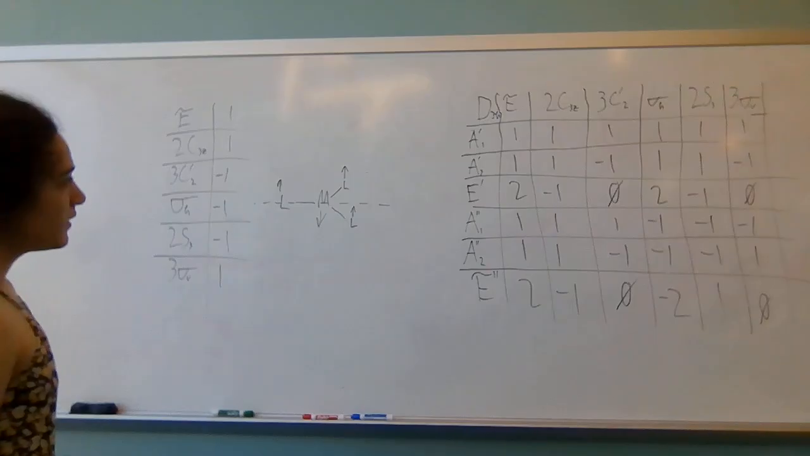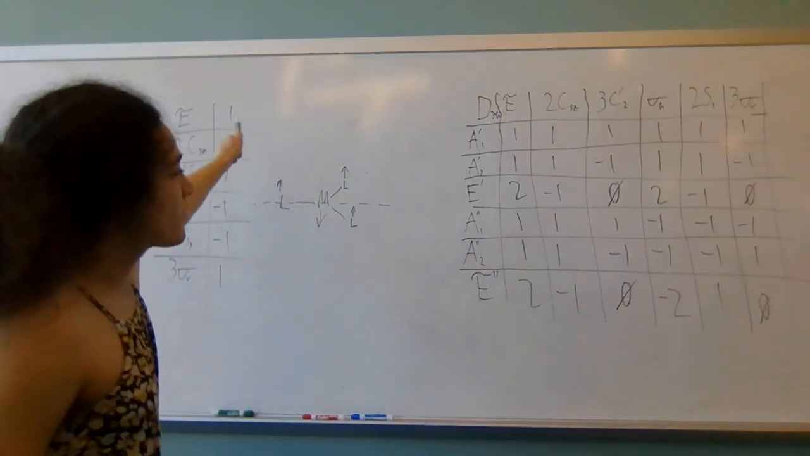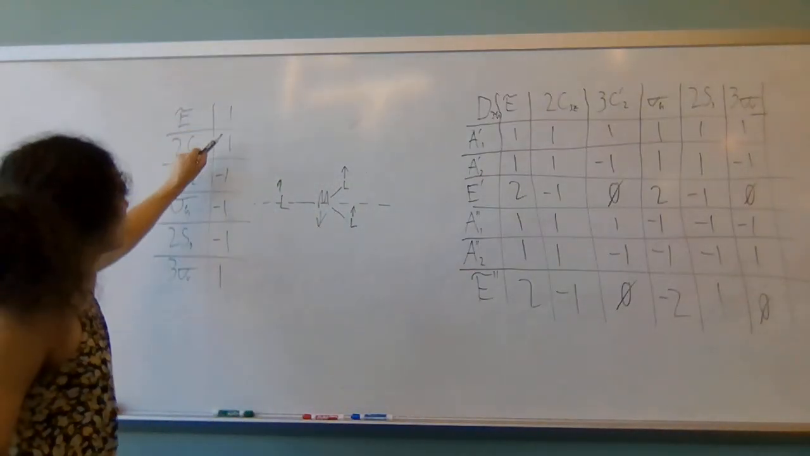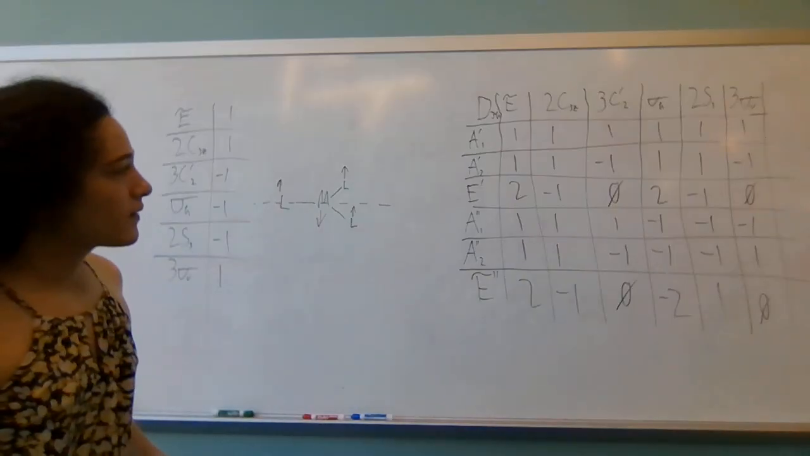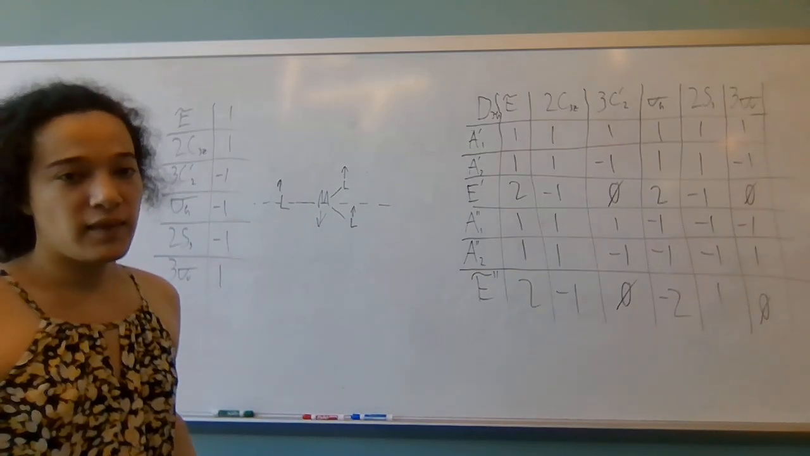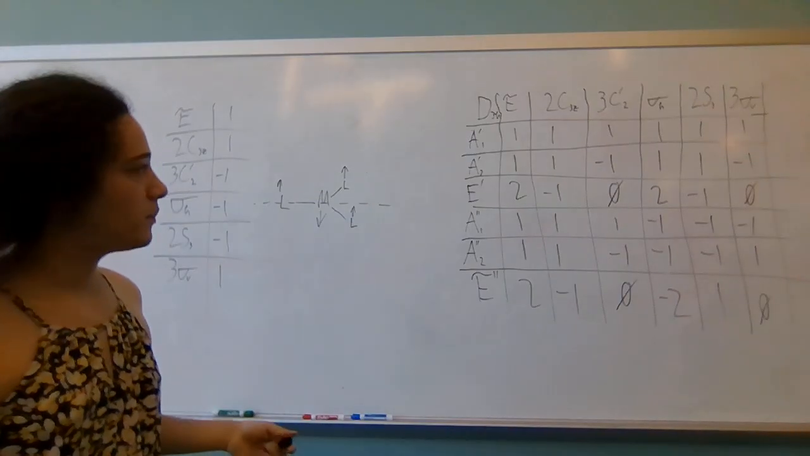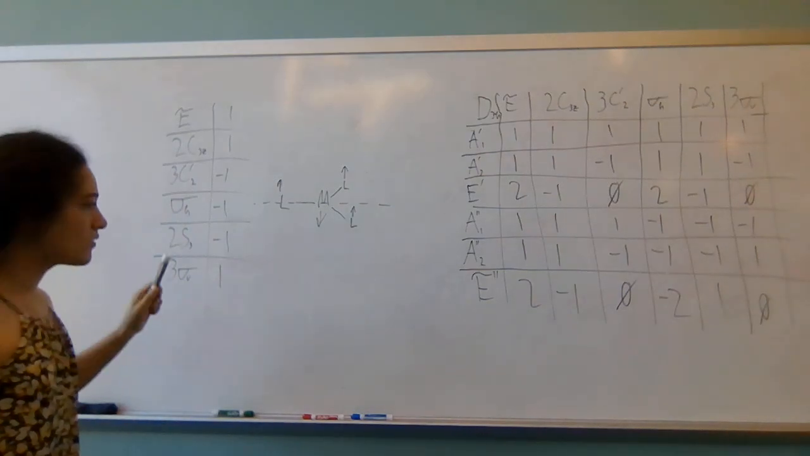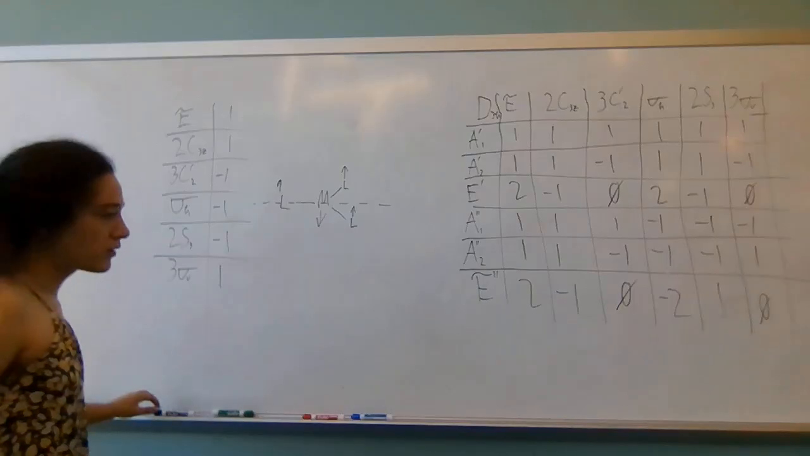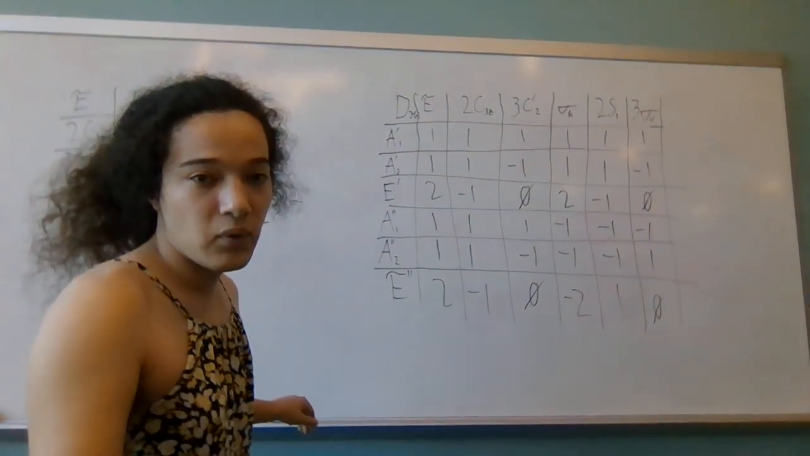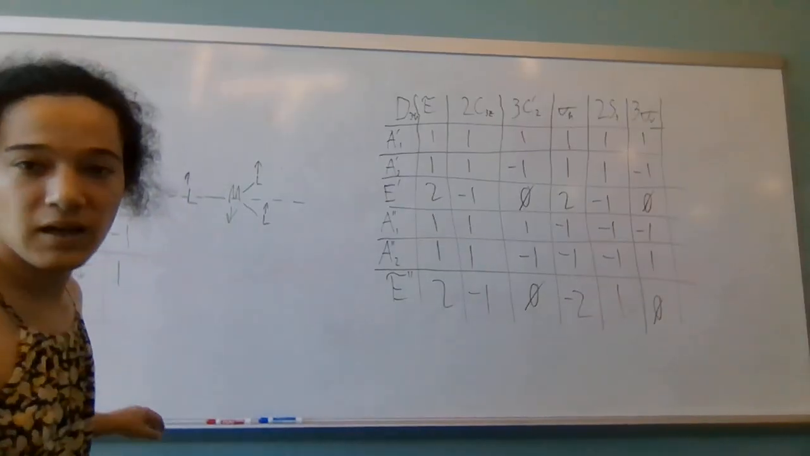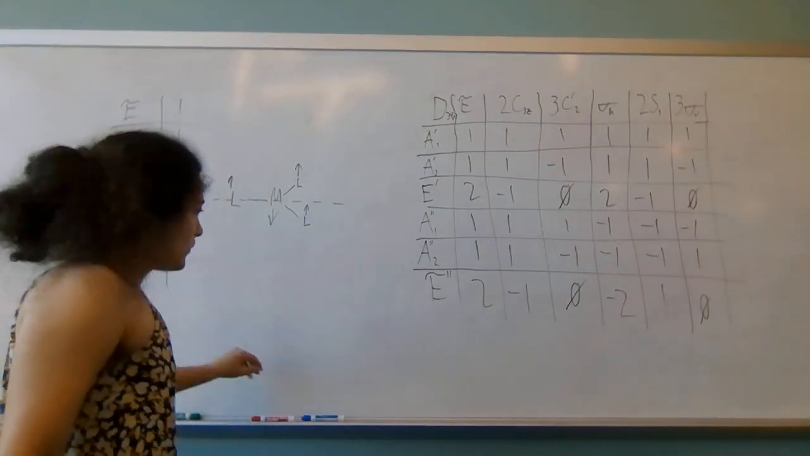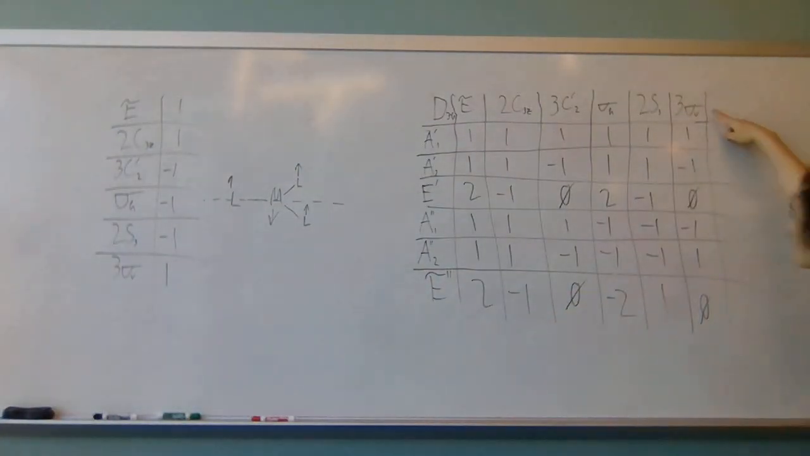So now what we do is we match these numbers to the irrep that it matches, right? So we've got 1, 1, negative 1, negative 1, negative 1, 1. What I like to do is find one that isn't E, and start there because that way we can eliminate options, right? So 3 sigma V is going to be 1, so let's go to the 3 sigma V column.